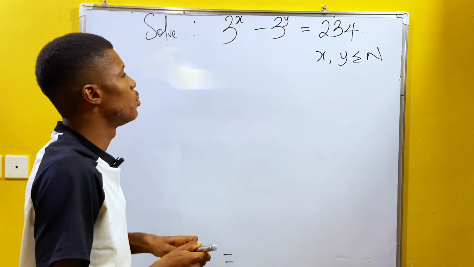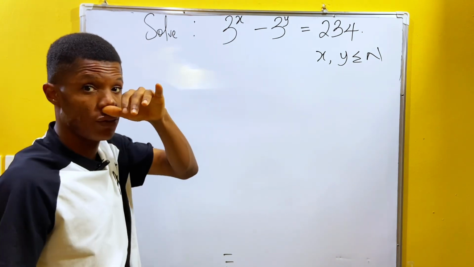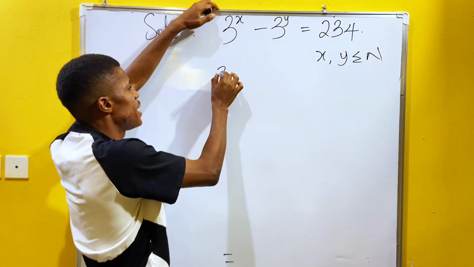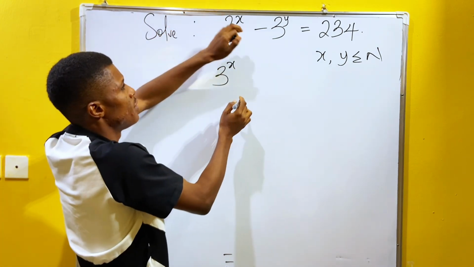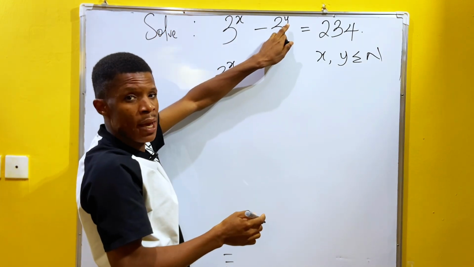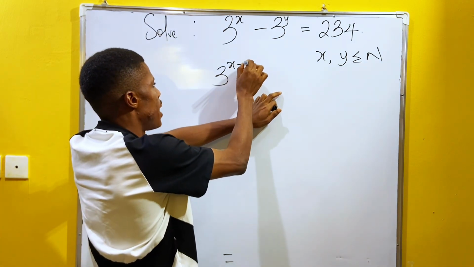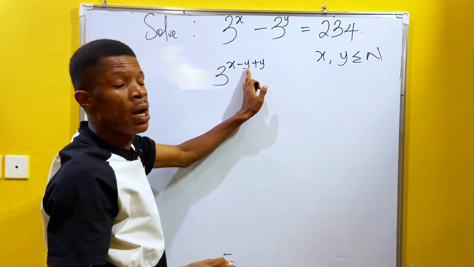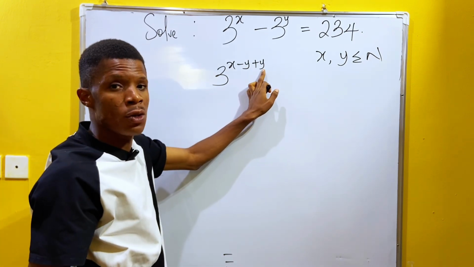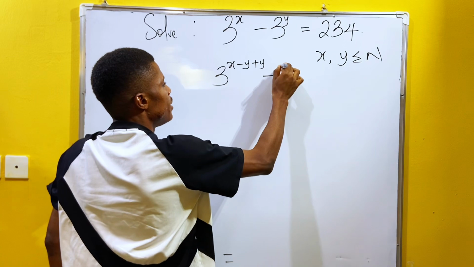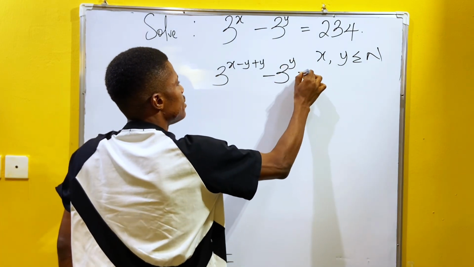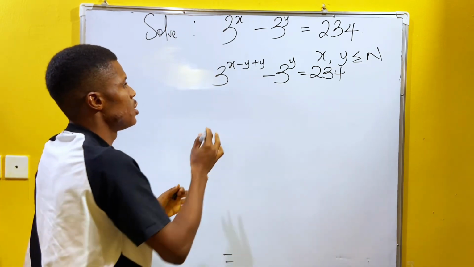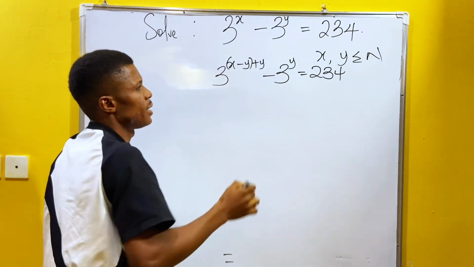So you can now see that for us to solve this, it's easy. Let's look at 3 power x. I can write it as 3 power x, then since I have 3 power y here, I'll just minus y and add y, because minus y plus y is 0. Then I'll minus the 3 power y and it's equal to 234. You see that nothing changed. So I can easily take a bracket like this.